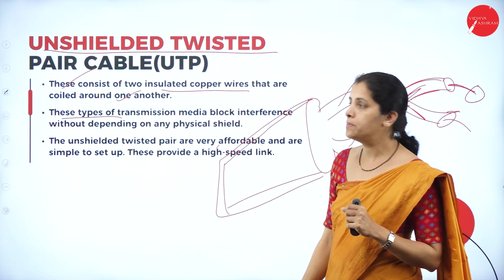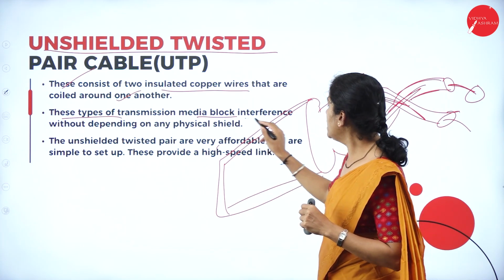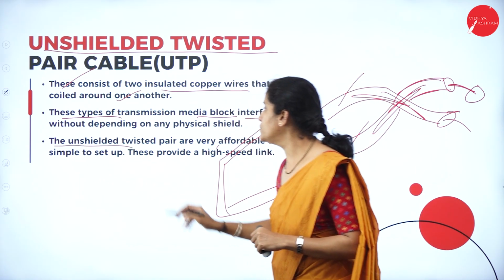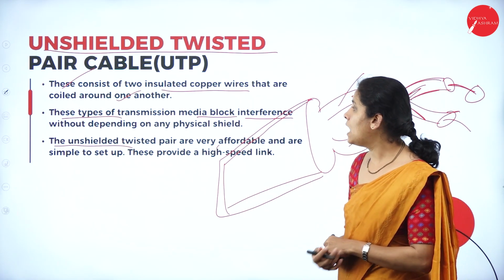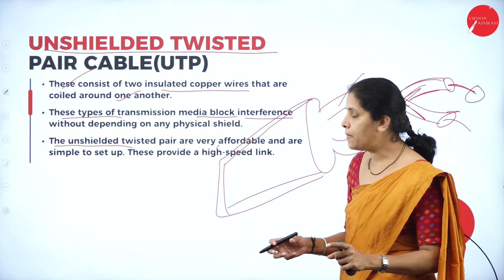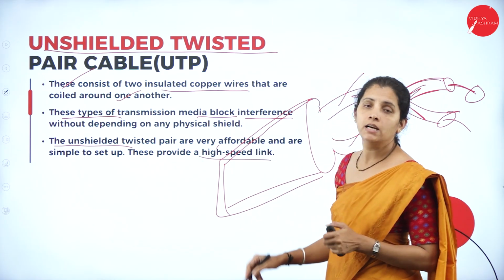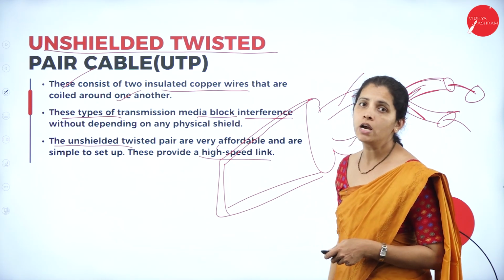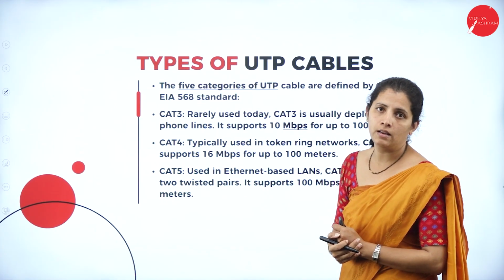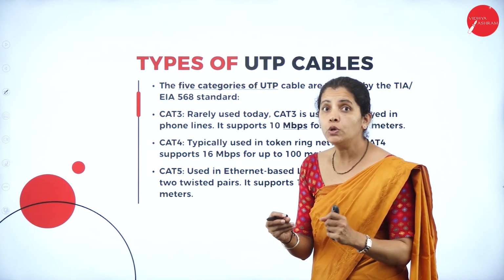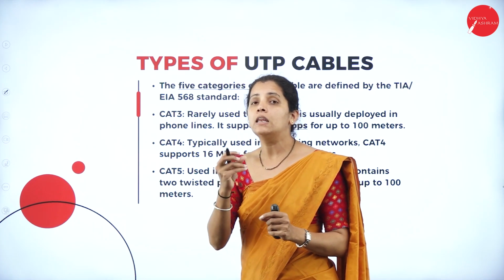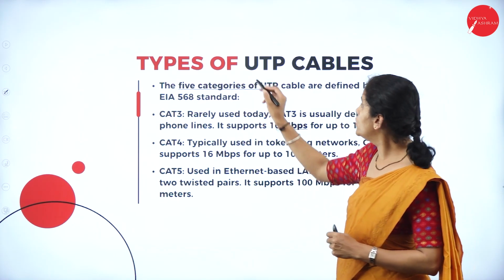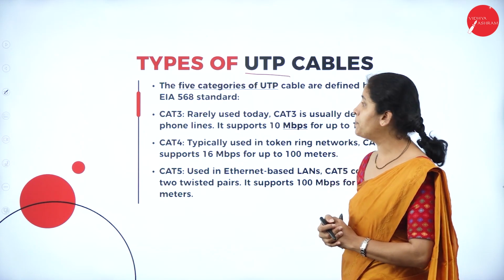These types of transmission media block interference without depending on any physical shield. The unshielded twisted pairs are very affordable and very easy to set up, and they provide high speed data transmission. For that reason, most of the time we are going to use unshielded twisted pair cable, and especially we are going to use it to establish or make LAN connections. So dear student, here I have some types of UTP, that is unshielded twisted pair cables.